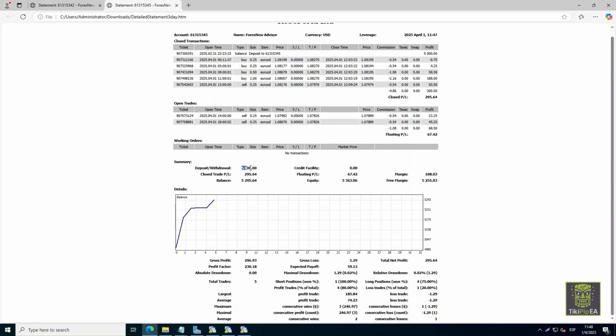As a second example, with a deposit of $5,000 in 24 hours, the net profit was $295. The profit factor was 230. The drawdown was 0.02%, with only 1 losing trade and 4 winning trades. In other words, 80% of the trades were profitable. And finally, with a deposit of $1,000, in 24 hours, the net profit was $89. The drawdown was 0%, with 5 winning trades.